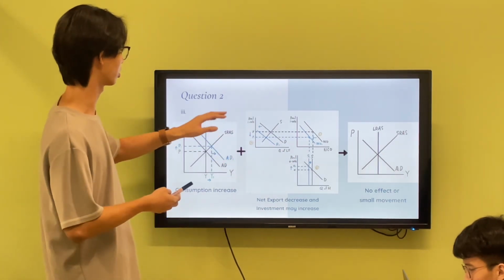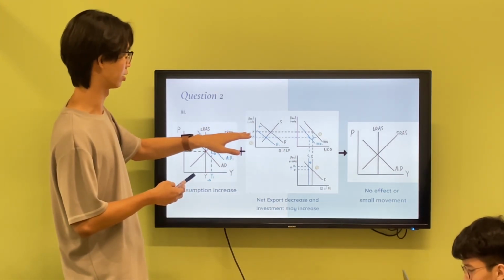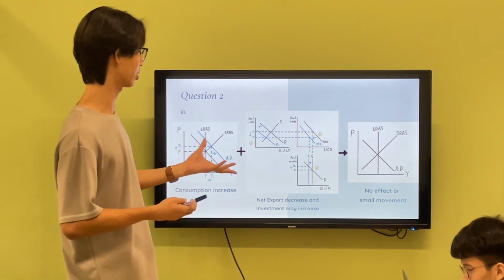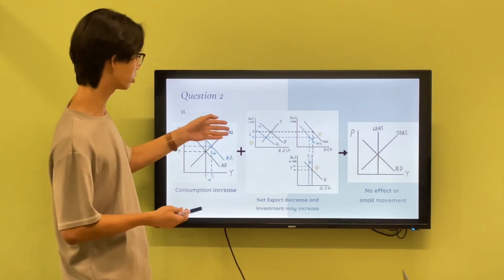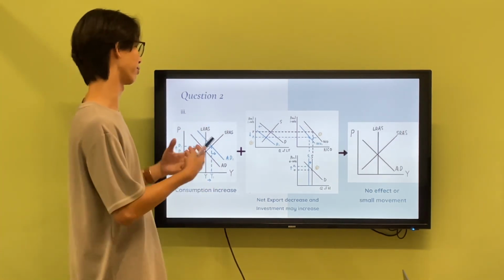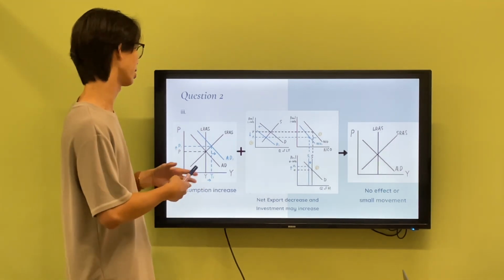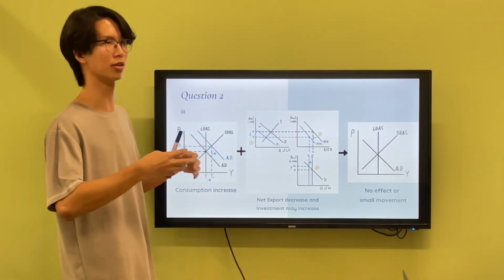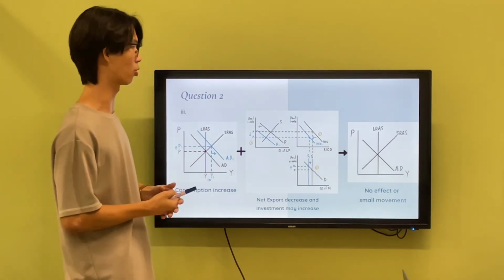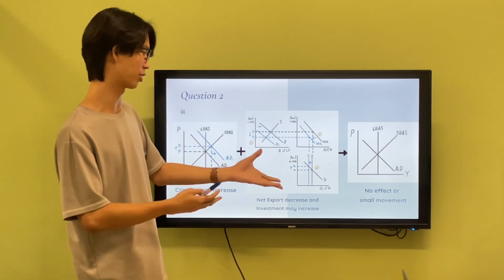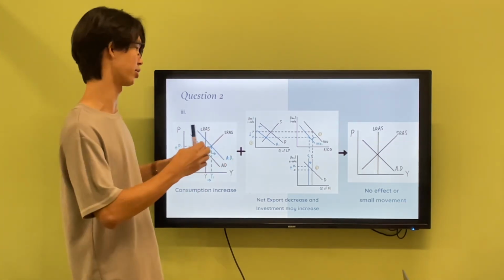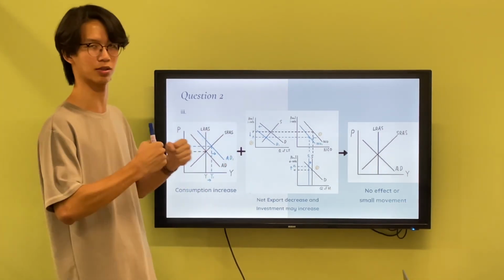The decrease in net capital outflow will also decrease the demand in the loanable fund market, and this will cause the interest rate to go down. When the interest rate goes down, the investment will increase. So there are a lot of components. Some are increasing, some are decreasing. So I would say in the end, there's no effect or small movement because these components will offset each other.